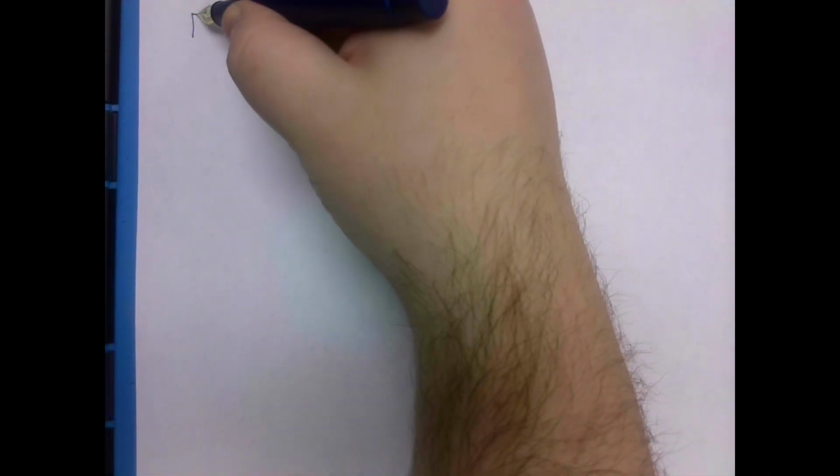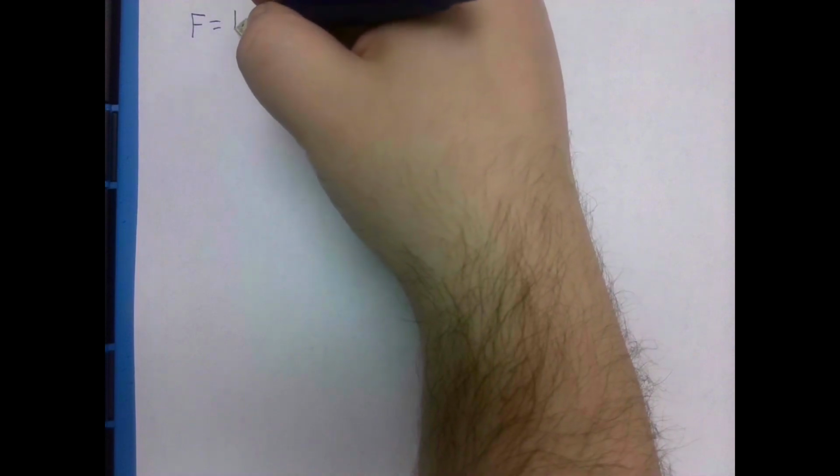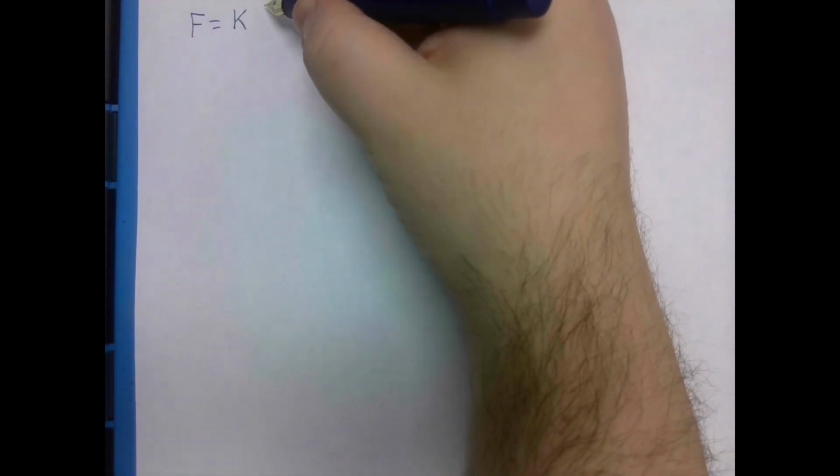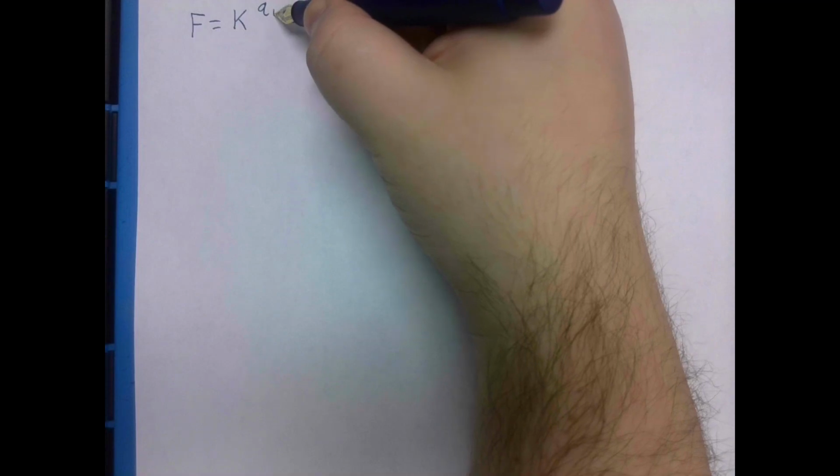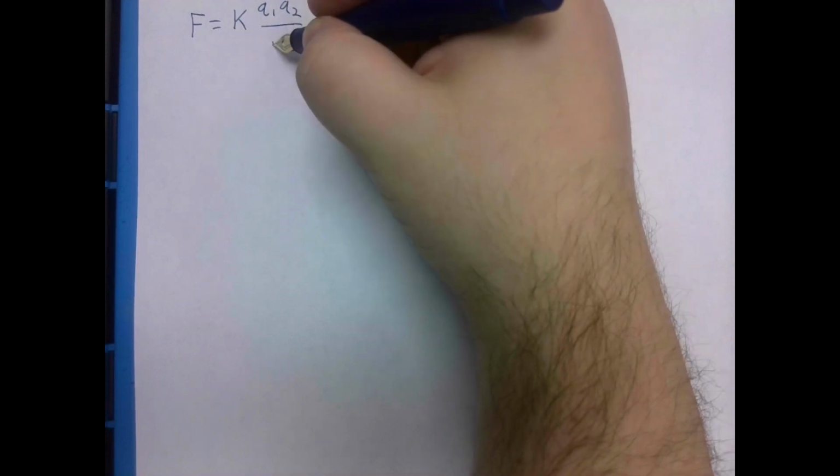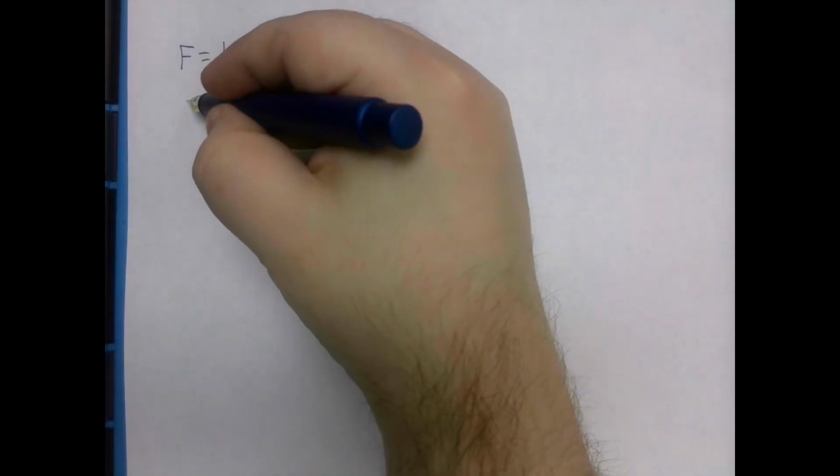So, what is the equation? What is Coulomb's law? The equation for Coulomb's law: F equals k times charge 1 times charge 2, divided by the distance squared. And the name of this is Coulomb's law.